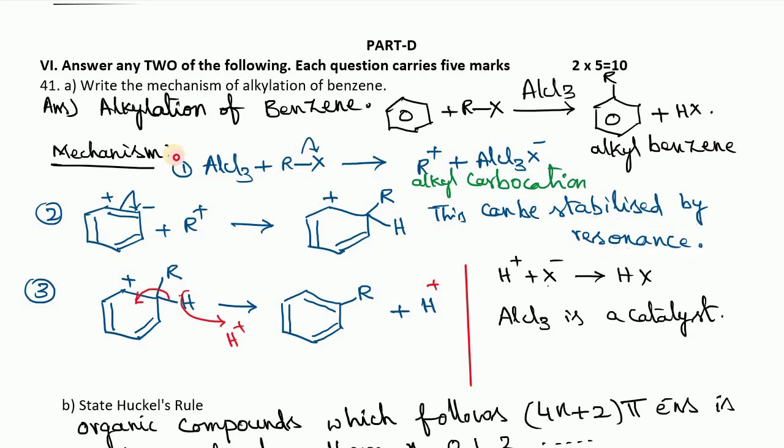Now what happens finally? This hydrogen will go as H plus ion and this bond is going to shift here, so the single bond becomes a double bond. The positive charge will go off, and this H plus ion reacts with the X minus ion, the halide ion, and gives you HX. Finally, AlCl3 is a catalyst here.